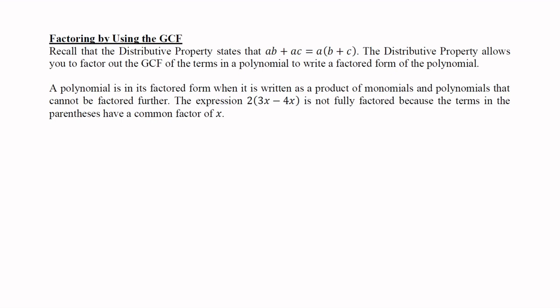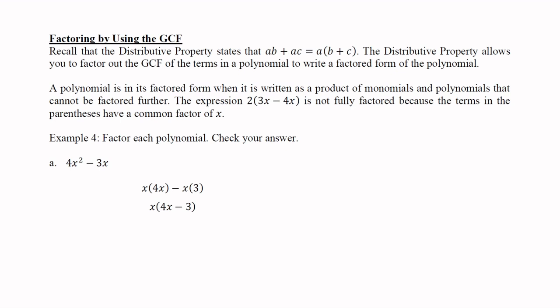The expression 2 times the quantity 3x minus 4x is not fully factored because the terms in the parentheses have a common factor of x. So let's take a look at this example: 4x squared minus 3x. We can factor an x out that is shared between the two, but there is no common factor for the numbers. So we'll factor an x out of the 4x squared, which gives us x times 4x. We'll factor the x out of the 3x, which gives us x times 3.